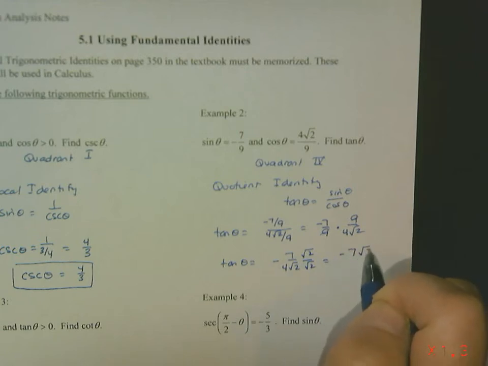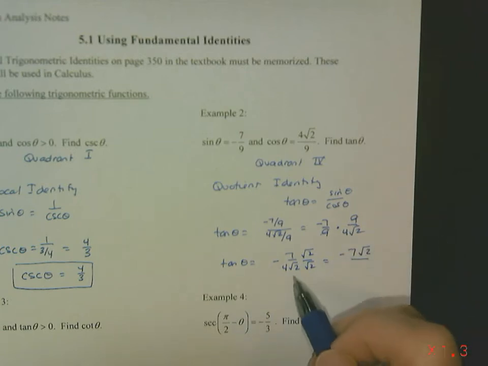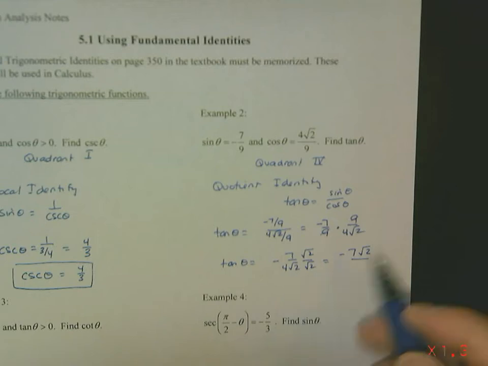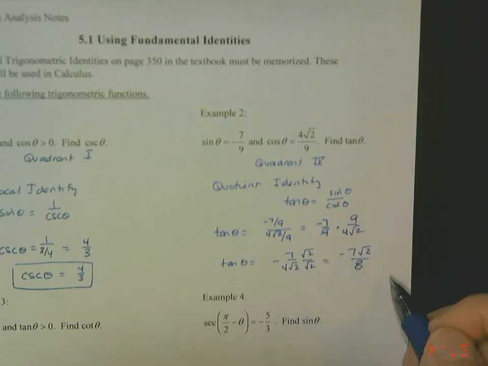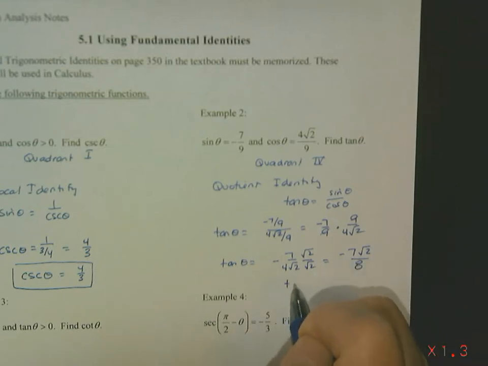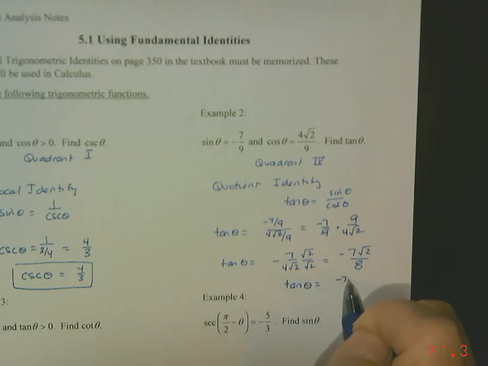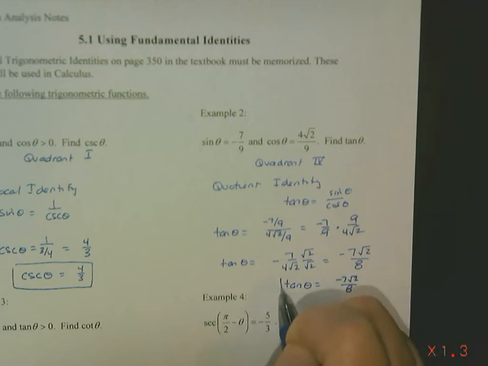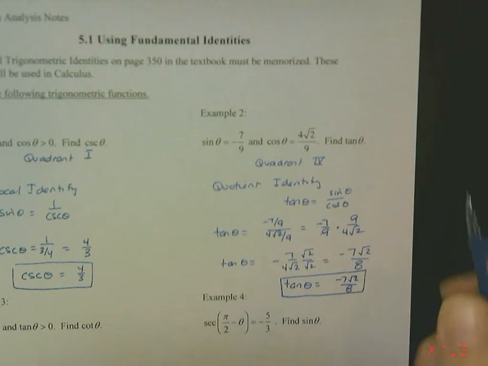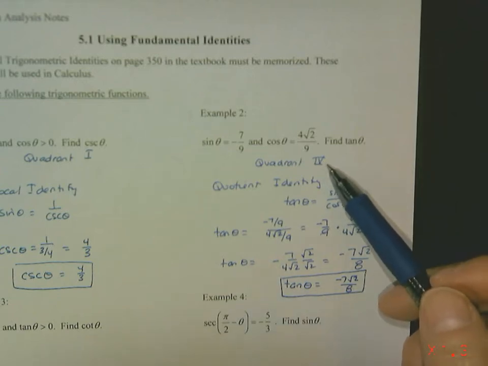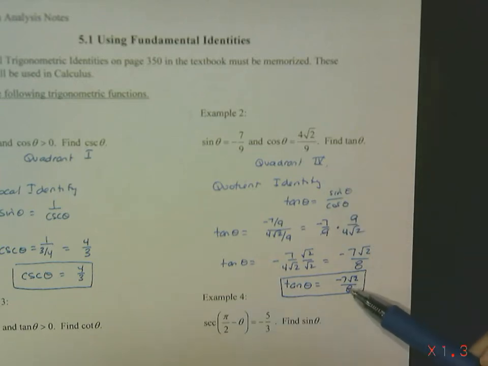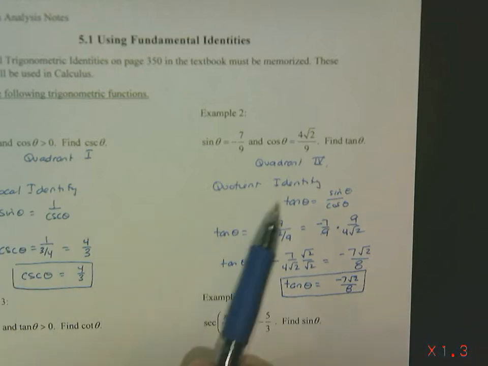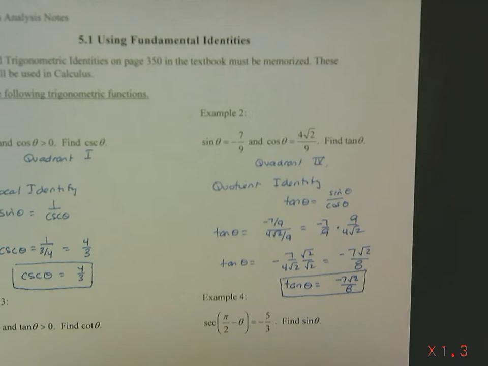So I get negative 7 square roots of 2. 4 times the square root of 4, which is going to be 4 times 2, is going to be 8. So now my tangent of theta is going to be negative 7 square roots of 2 over 8. And then I'm just going to go back up and check again. I said this was in quadrant 4, and I have the negative there, so that's correct. So I've used a reciprocal identity and I've used a quotient identity.